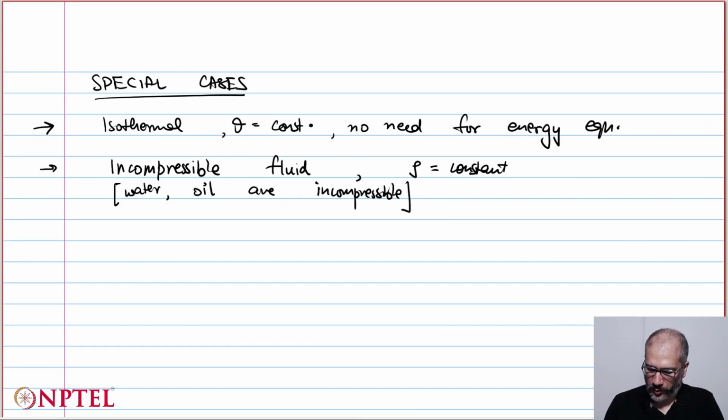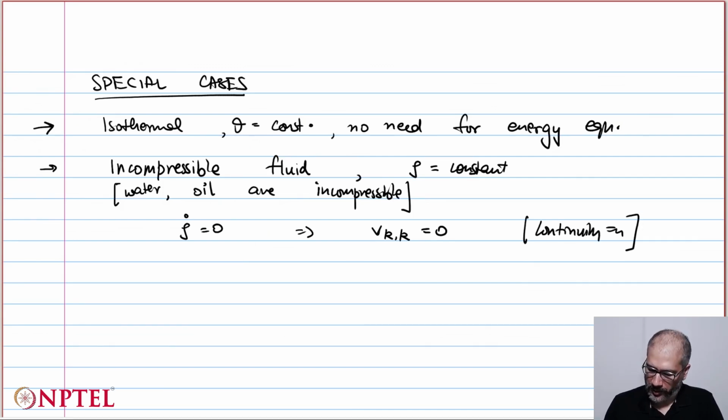So under this assumption, rho dot is zero, because we're talking about an isochoric situation. So rho dot is 0. This implies the continuity equation boils down to v_k,k equal to 0. That's a simplified form of the continuity equation.